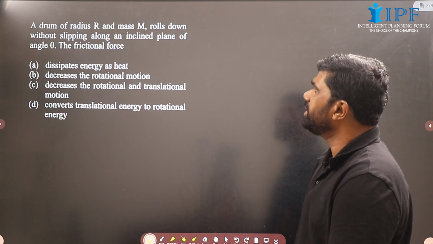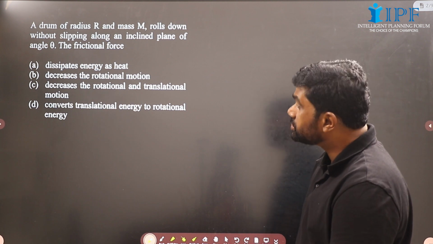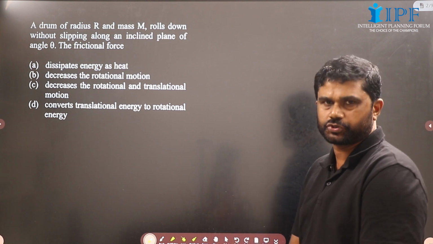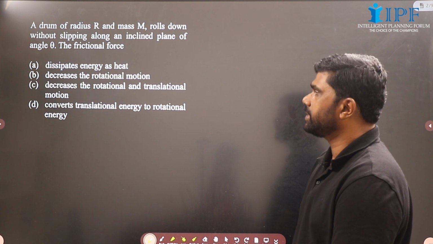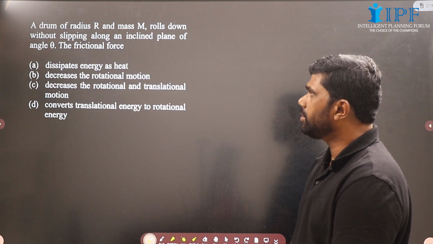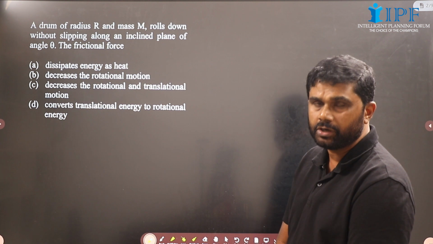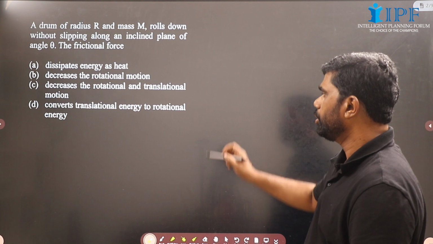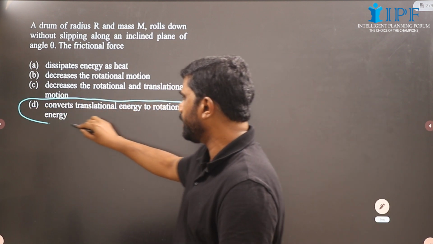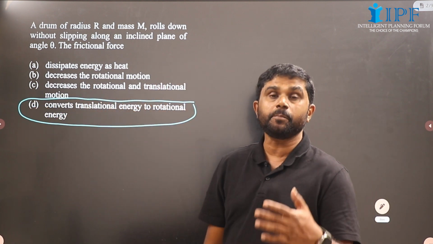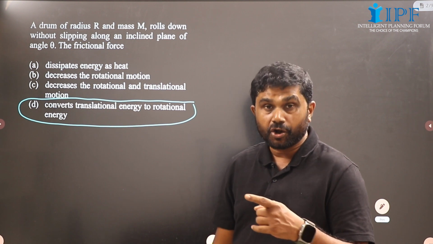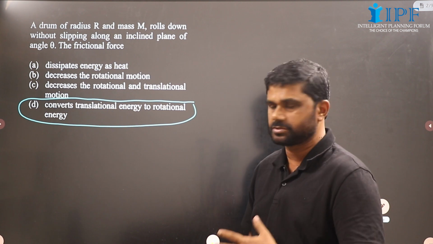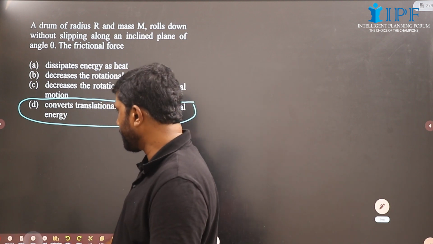Now a drum of radius capital R and mass m rolls down without slipping along an inclined plane of angle theta. The frictional force: when a body is in pure rolling motion and rolls down, frictional force transforms the translational kinetic energy to rotational kinetic energy. Work done by the frictional force in pure rolling motion will be 0 because the point of contact will be momentarily at rest. Now let's see the next.